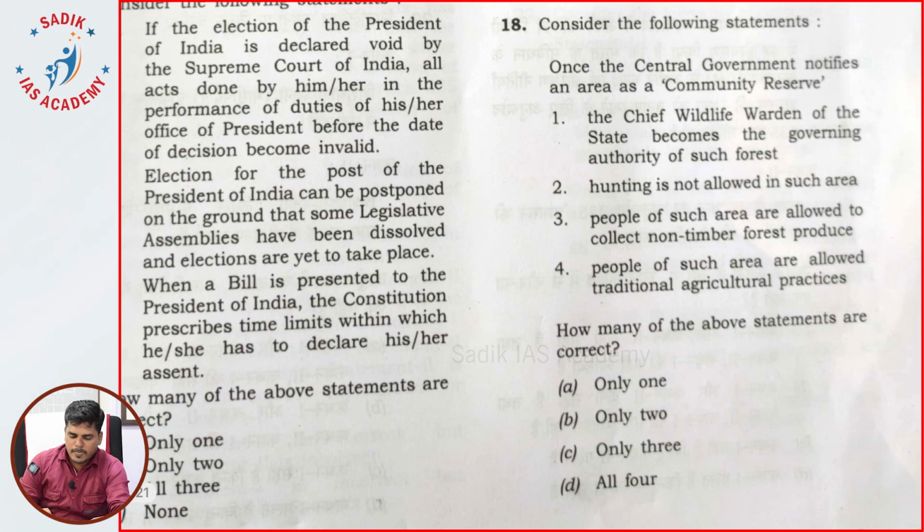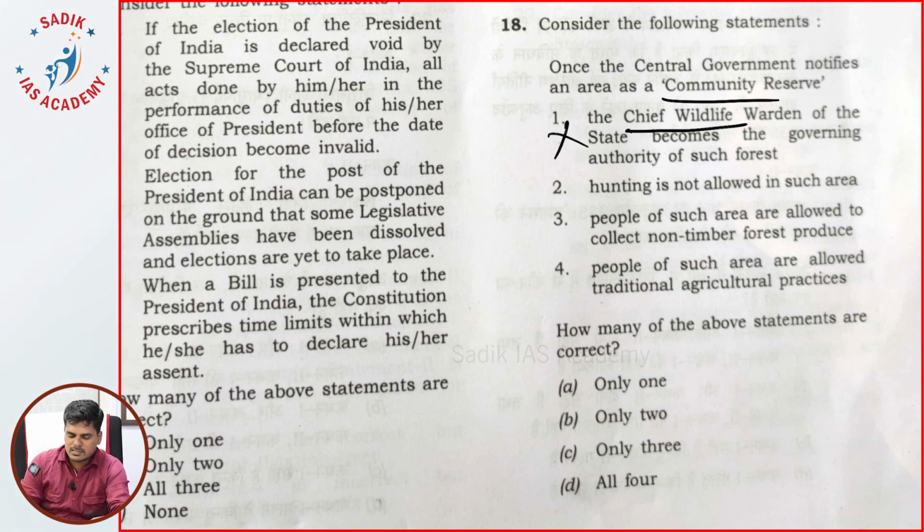Question number 18. Consider the following statements. One, the central government notifies an area as community reserve. Followed by four statements they have given. The chief wildlife warden of the state becomes the governing authority of such forest. It is not the chief wildlife warden, it is the community people who become the governing authority of such forest. Therefore, this is wrong.